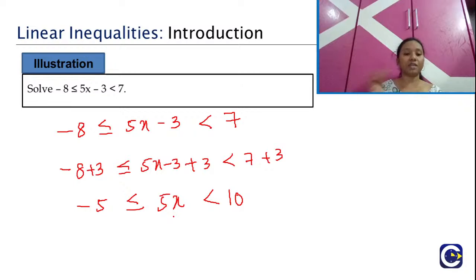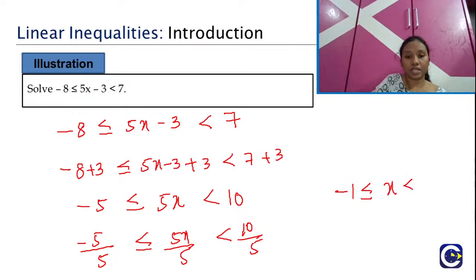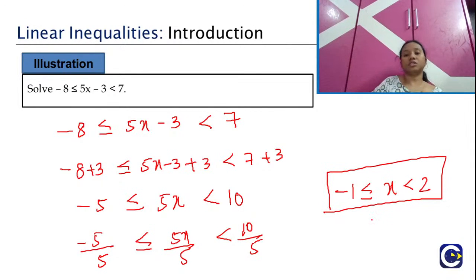So how will I be eliminating? By dividing with 5. So for the whole inequality, I should be dividing with 5. So this will be minus 5 divided by 5 less than equal to 5x divided by 5 less than 10 divided by 5. So now when it gets cancelled, it will be minus 1 less than equal to x less than 2. So this will be my solution here. Minus 1 less than equal to x less than 2. So this will be my solution of this inequality, guys. So we know how to form this one.